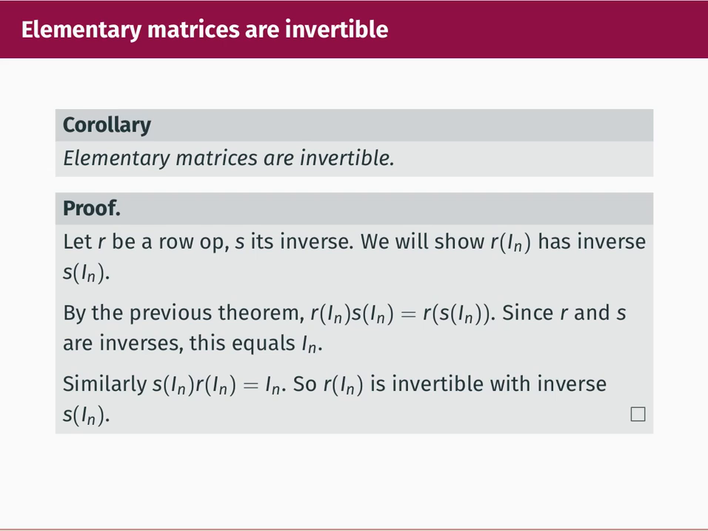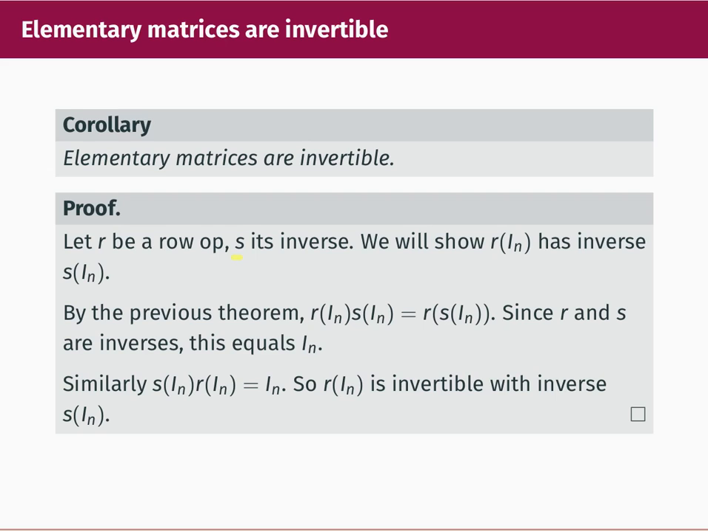A useful corollary of this result is that any elementary matrix is invertible. Remember, an elementary matrix is one that you get by applying a single row operation to an identity matrix. Here's the proof. So we take any row op R, and we remember that in the previous video we saw that every row op has an inverse. So we'll let S be the inverse row op to R. A row op is of course short for row operation here.